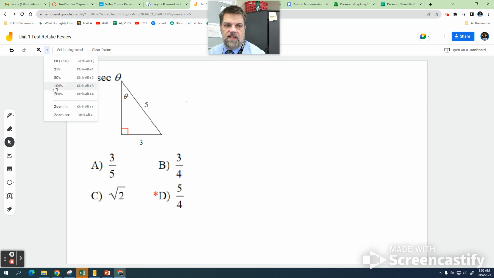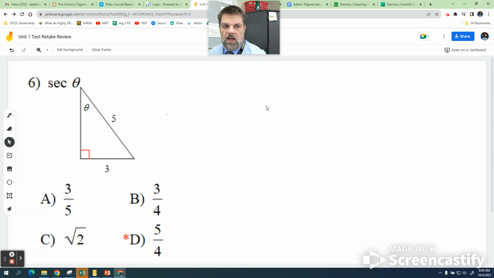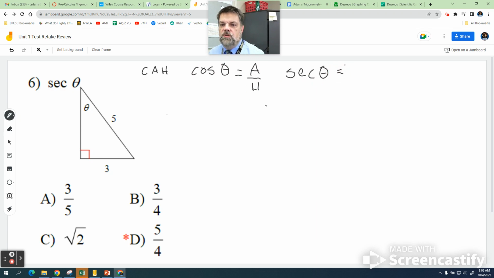Okay, same thing here, just like the other problem. Secant is the reciprocal of what? Cosine, right? So remember, SOCA, so then that would mean that cosine of theta is equal to the adjacent over the hypotenuse. So secant, which is the reciprocal of that, would be equal to the hypotenuse over the adjacent. What did they give us? Well, here's theta. Across from theta is the opposite. Over here, across from the 90-degree angle is the hypotenuse.